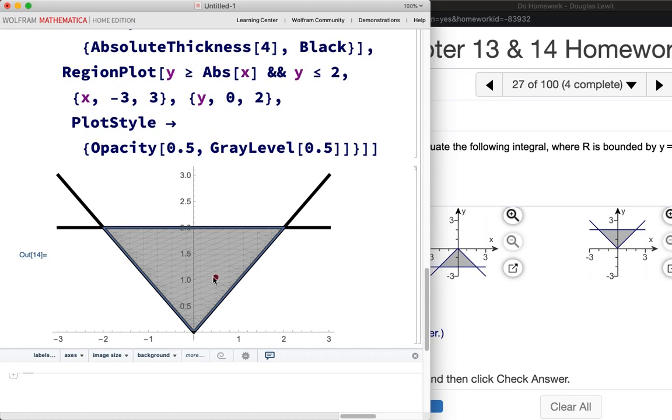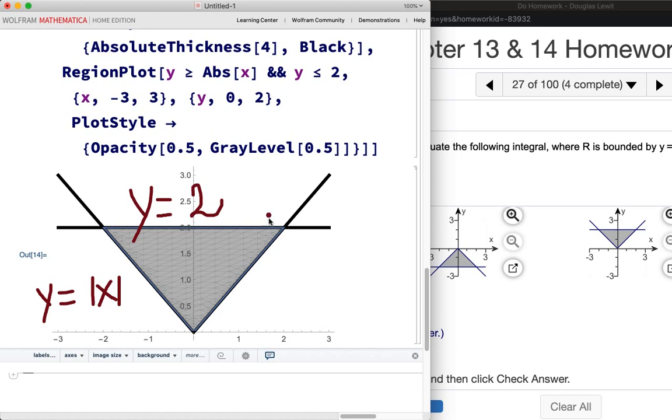What are the y limits? On the bottom, we have the absolute value of x. So that's y is equal to the absolute value of x, and that's on the bottom. On the top, we have y is equal to 2.